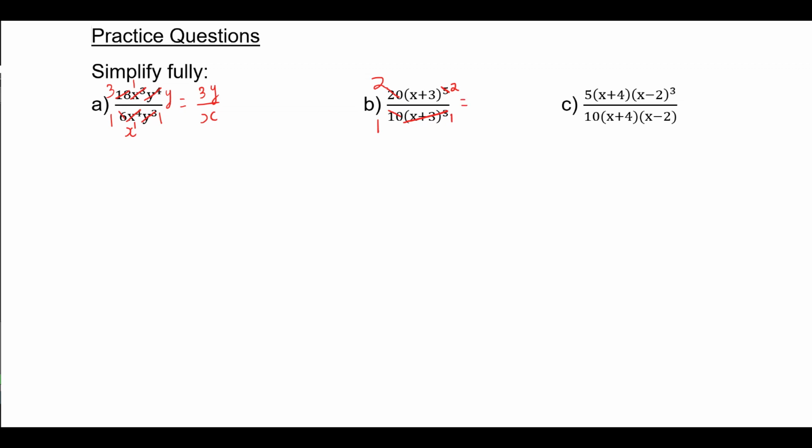This will give me a final answer of 2x plus 3 squared. Finally, in C, I can divide top and bottom first of all by 5. That will give me 1 over 2. I can divide the top and the bottom by x plus 4, or I can just notice that they'll cancel out. I can divide top and bottom by x minus 2, which will give me x minus 2 squared on the top and just 1 on the bottom. Just neatening up, this is now x minus 2 squared over 2.